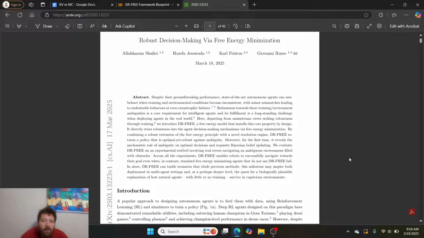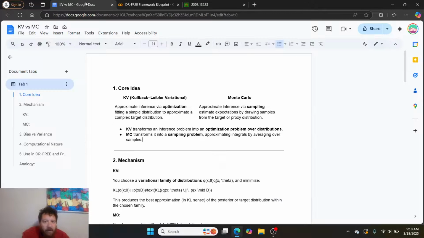With probability theory, I made a doc for this for you guys very specifically. There are more types of probability algorithms, but the main two types for AI specifically are KV and Monte Carlo, KV being Kullback-Leibler variational. The KV algorithms approximate inference via optimization.